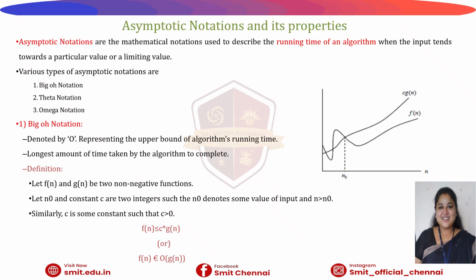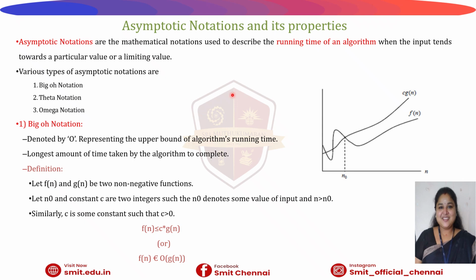Next topic is asymptotic notations and its properties. Asymptotic notations and its properties means we are going to find the runtime of an algorithm without using any algorithm techniques. These are the three main notations: Big O notation, theta notation, omega notation. This is a very important question.